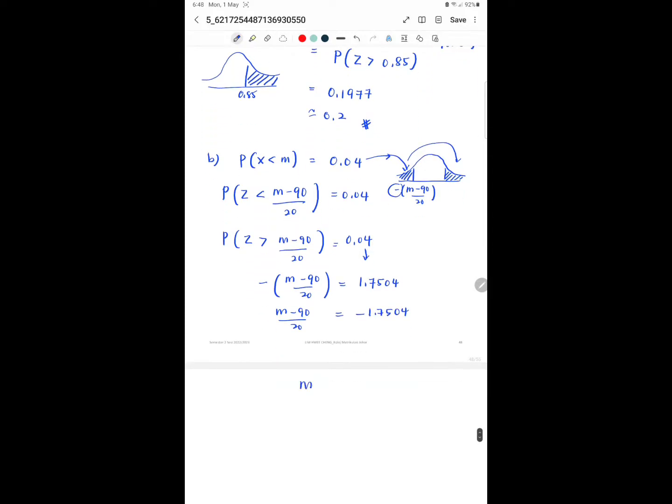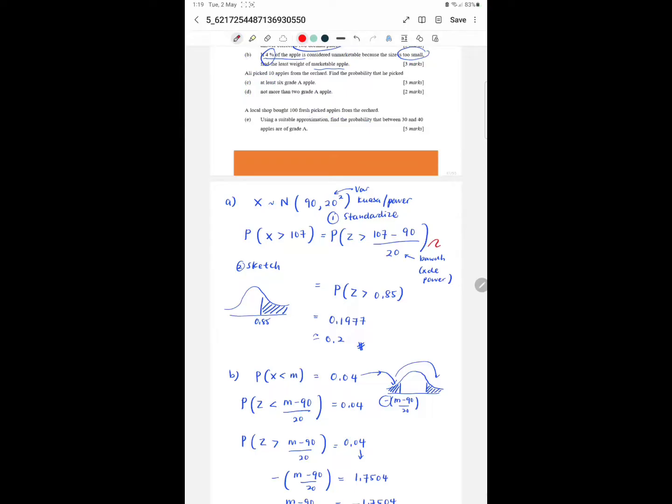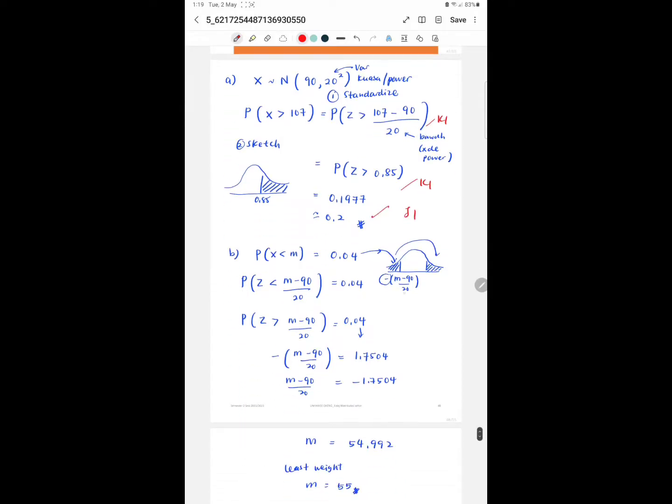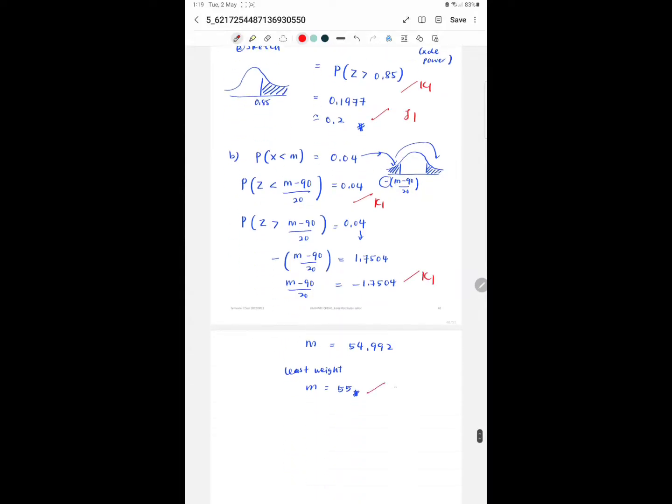So m will be 54.992. The question is asking for the least weight, so the least weight will be 55 grams. We round off. Then for question A, we standardize to get K1, and then we find the value, the final answer J1. Now, question B: K1 for standardizing, then look from the table, compare, and we get the least weight, J1.